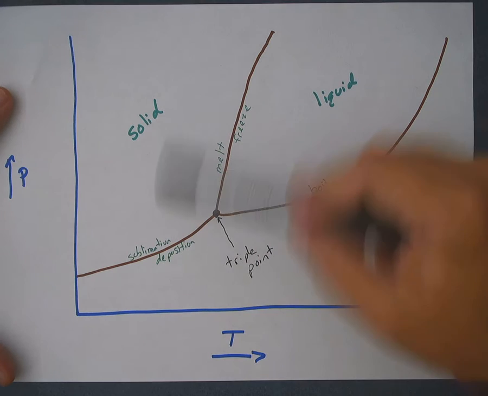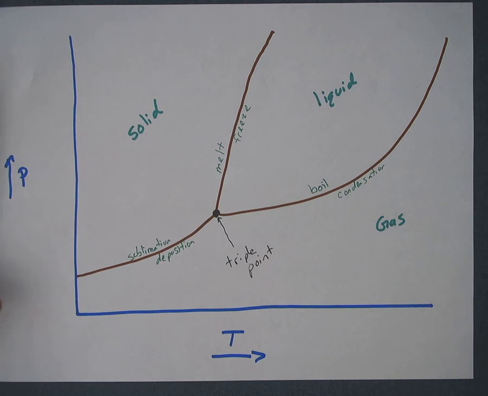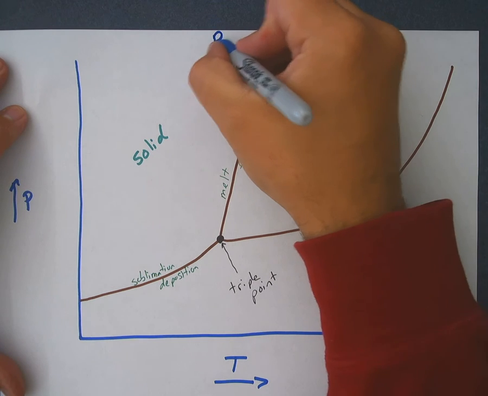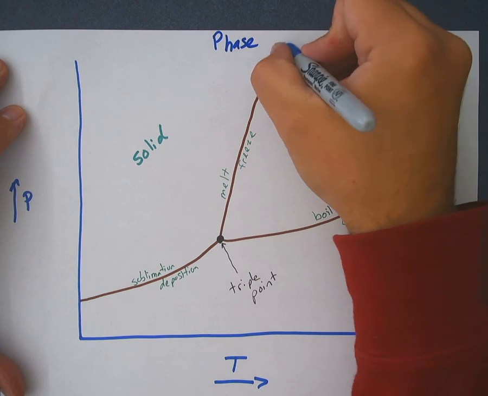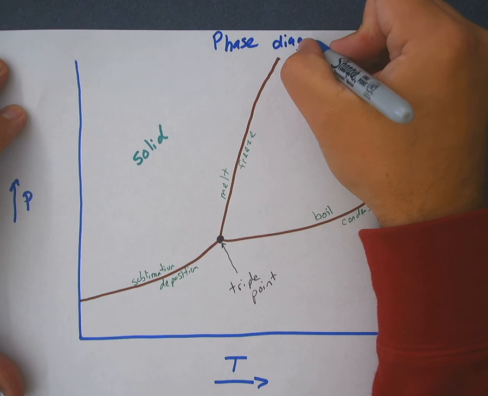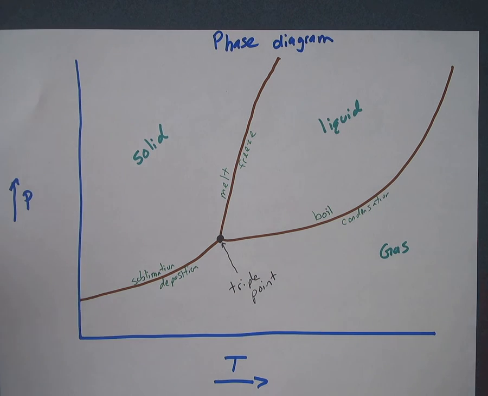And I've drawn a general phase diagram. Maybe someone should have called me on that, and I should have a title, and I should call this the phase diagram of a general substance. There's no numbers, and they take on this general shape.